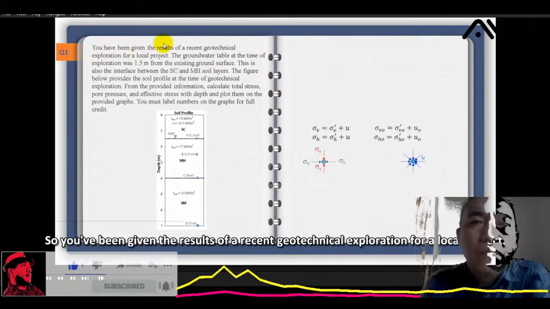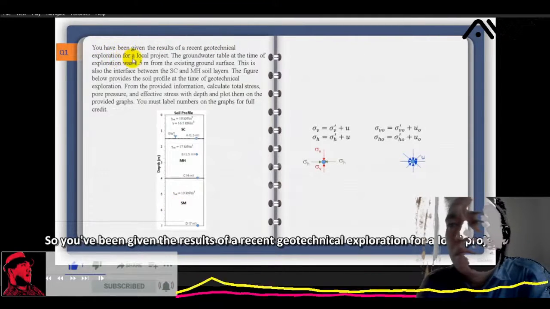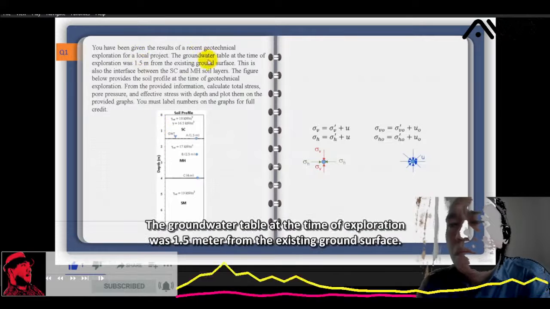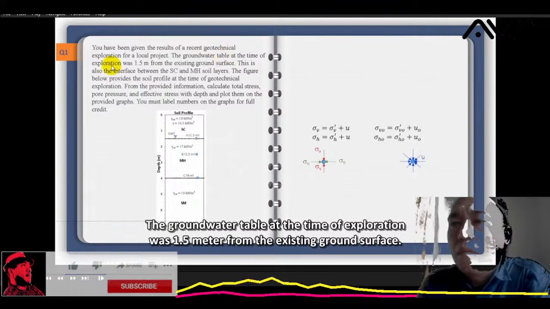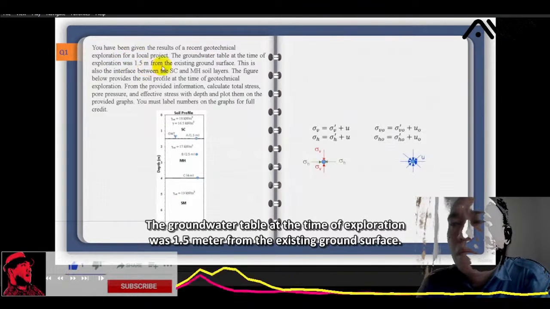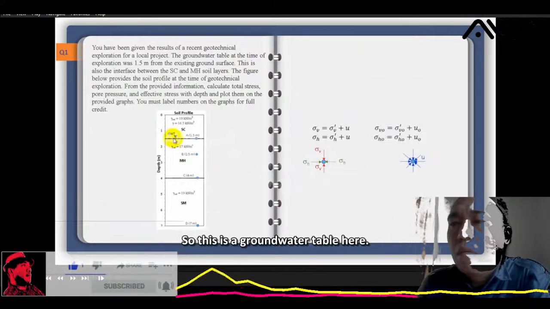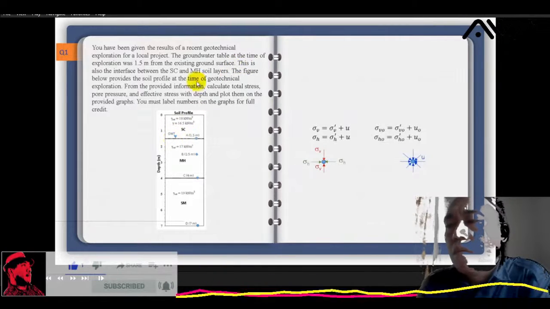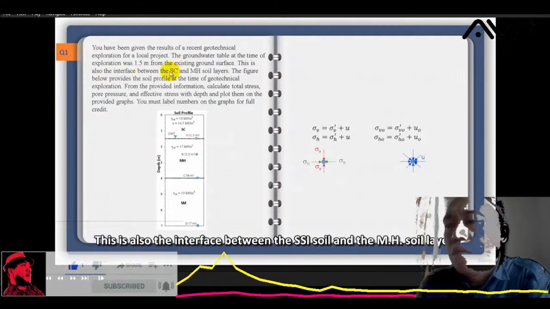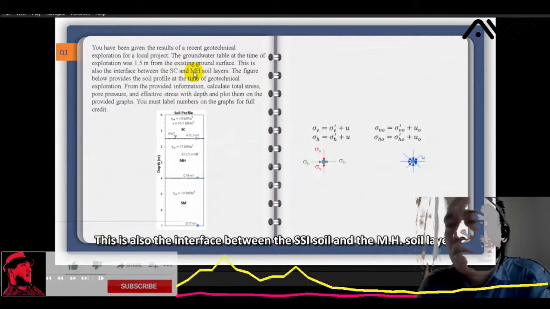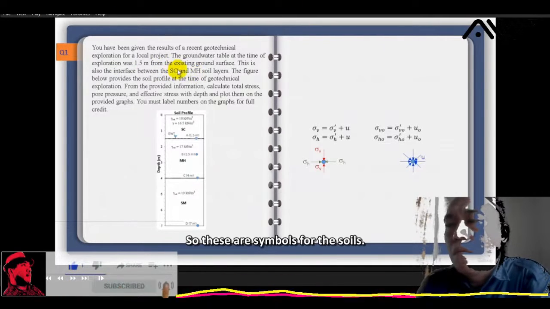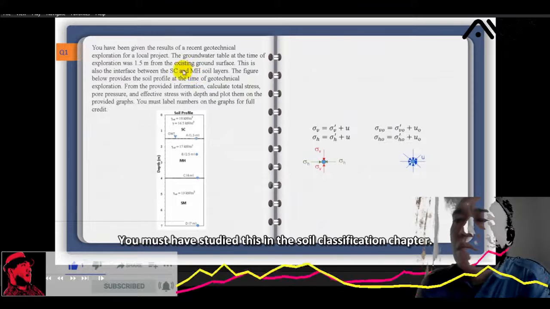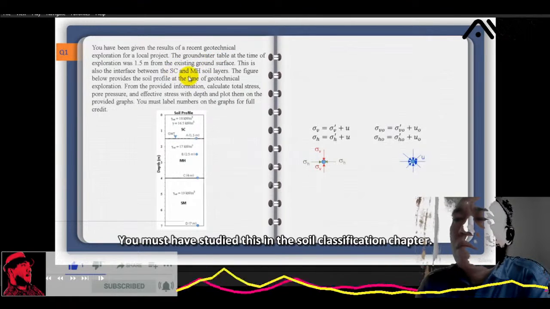You've been given the results of a recent geotechnical exploration for a local project. The groundwater table at the time of exploration was 1.5 meter from the existing ground surface. So this is the groundwater table here. This is also the interface between the SC soil and the MH soil layers. These are symbols for the soils. You must have studied this in the soil classification chapter.